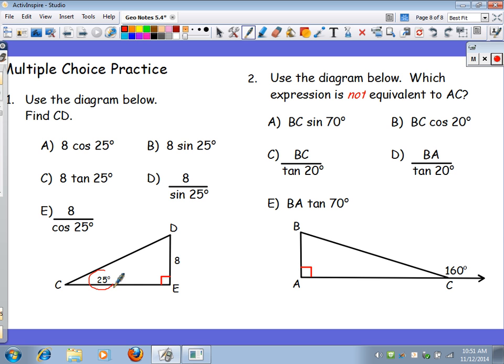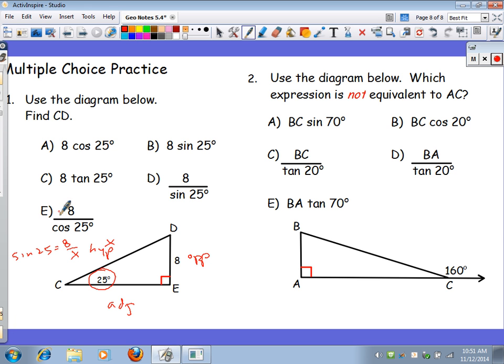Let's see, circle 25. This is your opposite side, and here's my adjacent side. And this is my hypotenuse. It says, use the diagram to find CD. CD would be x here, right? So opposite over hypotenuse. What would I use for opposite and hypotenuse? I'd use sine. Sine of 25 equals 8 over x.